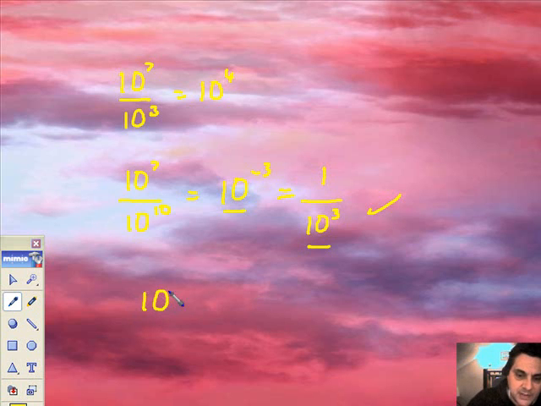Next one. 10 to the power of 2, and then we power it all to 5. On this occasion we don't say 5 plus 2 is 7, that wouldn't be correct. We say 5 times 2 is 10. The answer is 10 to the power of 10.